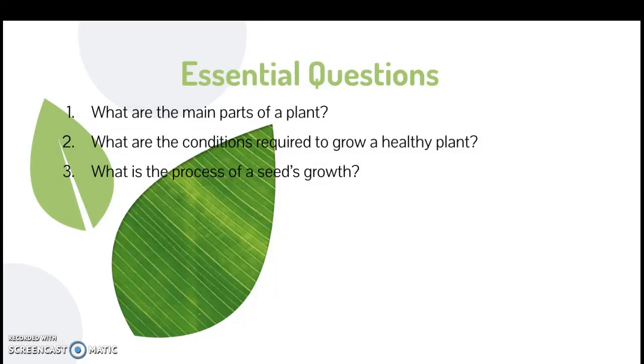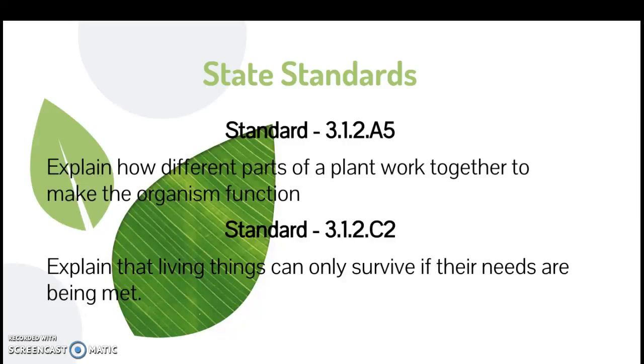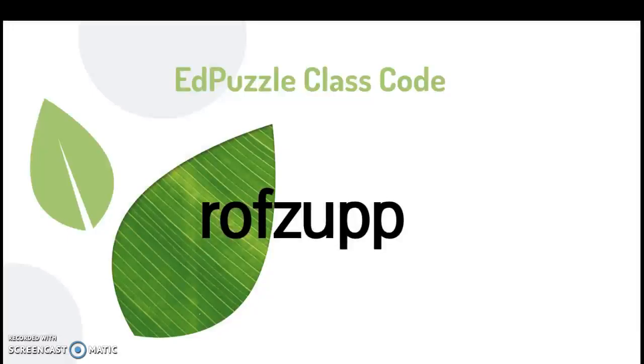Here are our essential questions. Basically, students just need to know the main parts of a plant, what the conditions required to grow a healthy plant are, and what the process of a seed's growth is. Then here we have our state standards, and then here's our Edpuzzle class code.